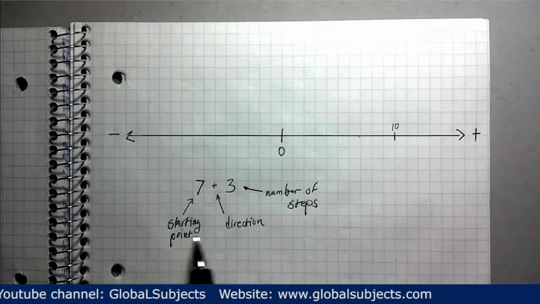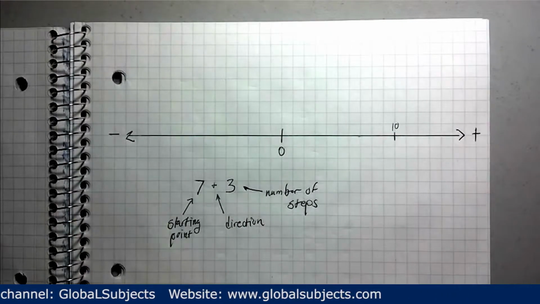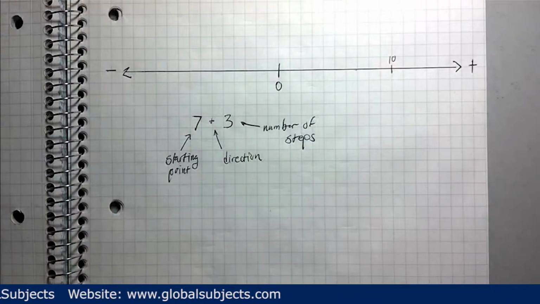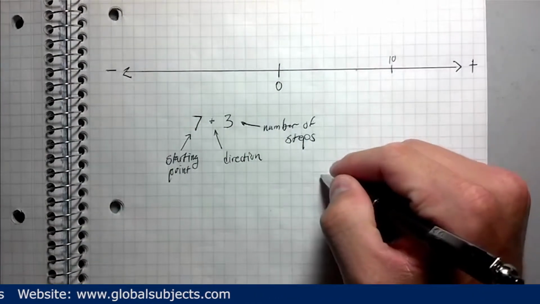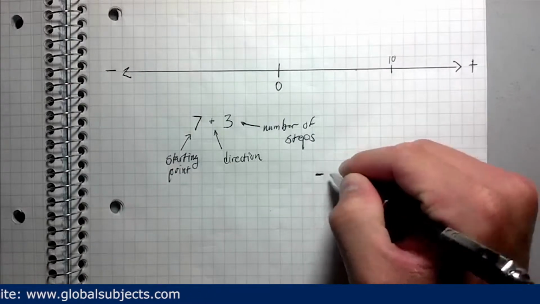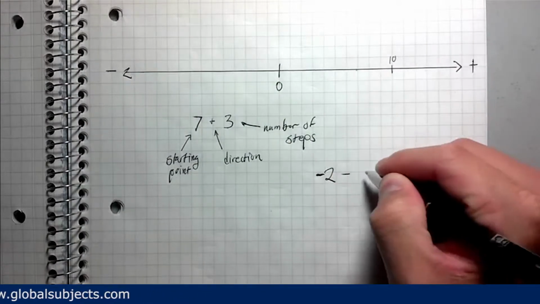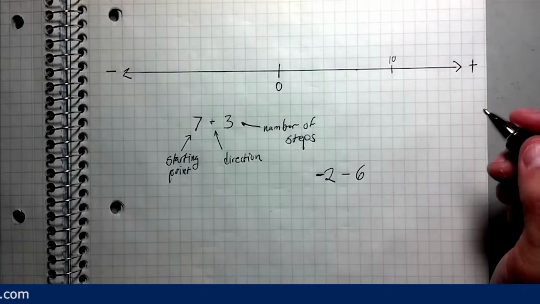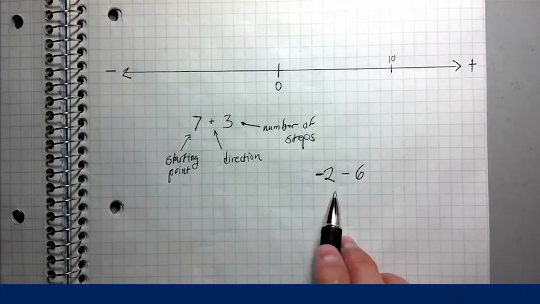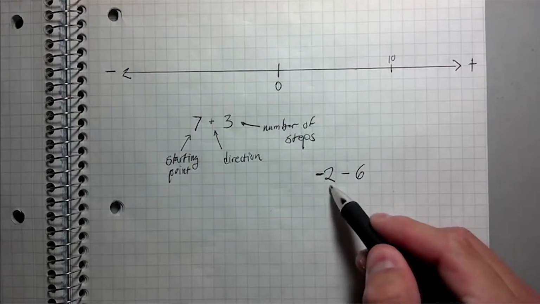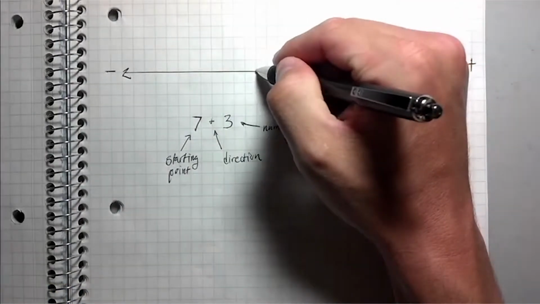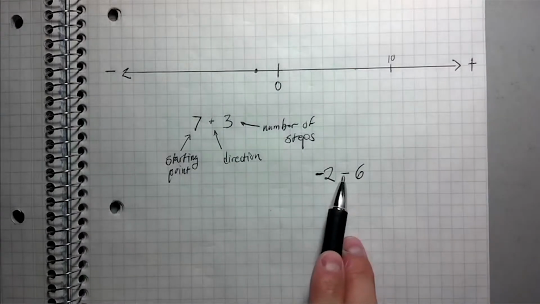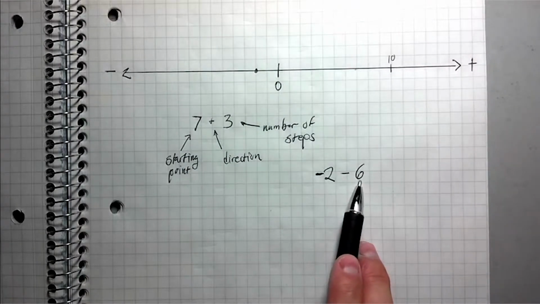But the reason I did this is because what happens now if we do a slightly more confusing example, such as negative 2 minus 6? What do we do here? Let's use this formula. The starting point is negative 2. So we put the dot on negative 2. We put our pin here. The direction is negative. It's left. And the number of steps is 6.